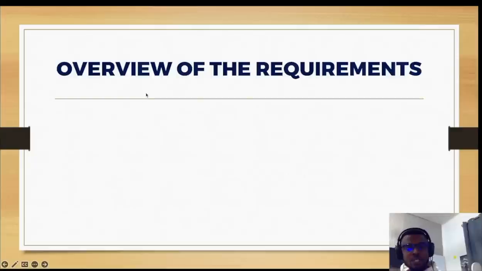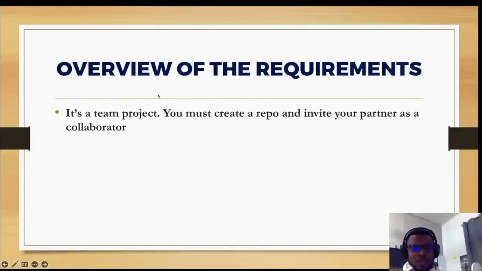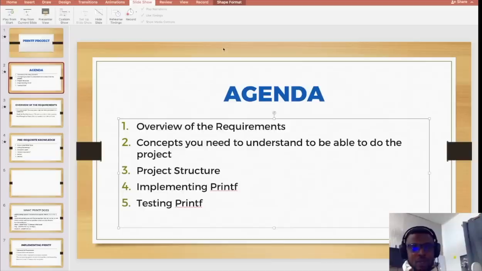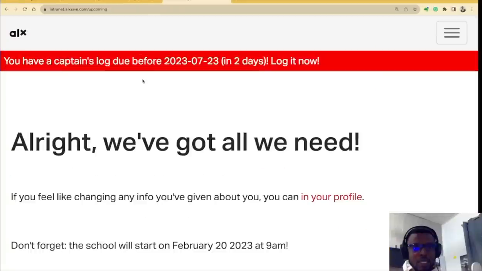Okay, so let's talk about the overview of the requirements without wasting a lot of time. The first thing you need to understand is that it is a team project. That means you're going to create a repository and then invite your partner as a collaborator. I'm pretty sure you guys know how to do that. I'm going to run you through it pretty quickly.